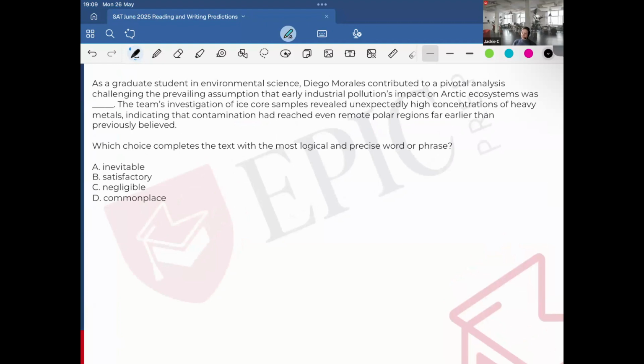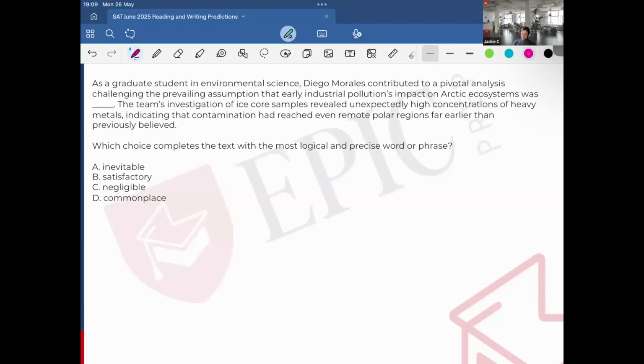As a graduate student in environmental science, Diego Morales contributed to a pivotal analysis challenging the prevailing assumption that early industrial pollution's impact on Arctic ecosystems was blank. The team's investigation of ice core samples revealed unexpectedly high concentrations of heavy metals, indicating that contamination had reached even remote polar regions far earlier than previously believed.